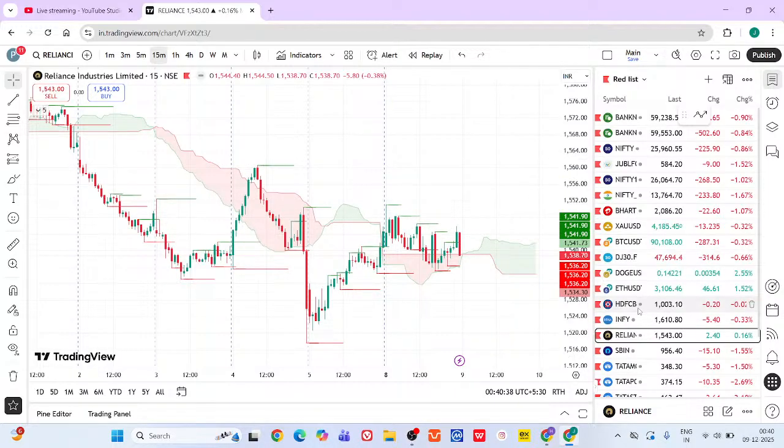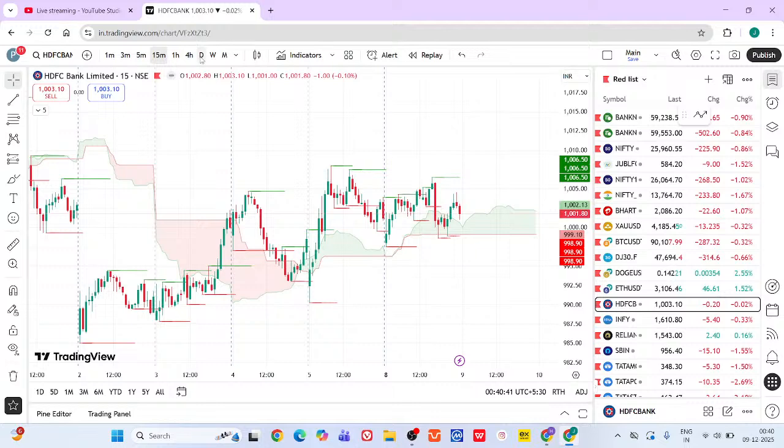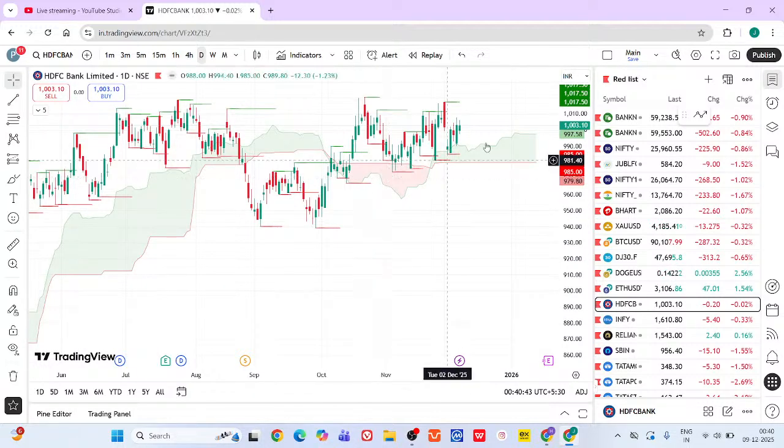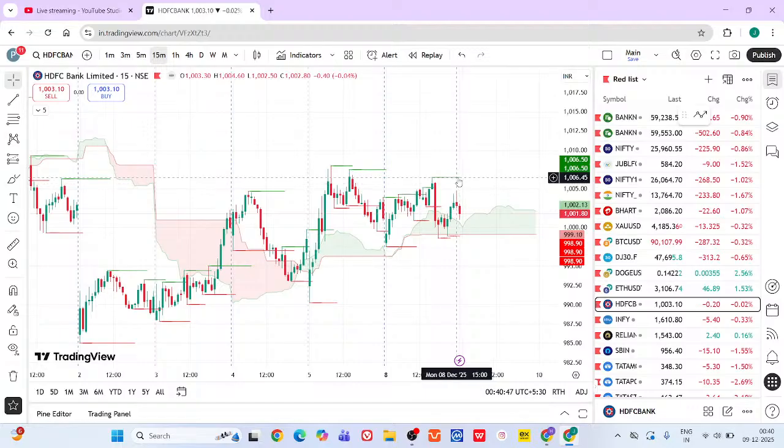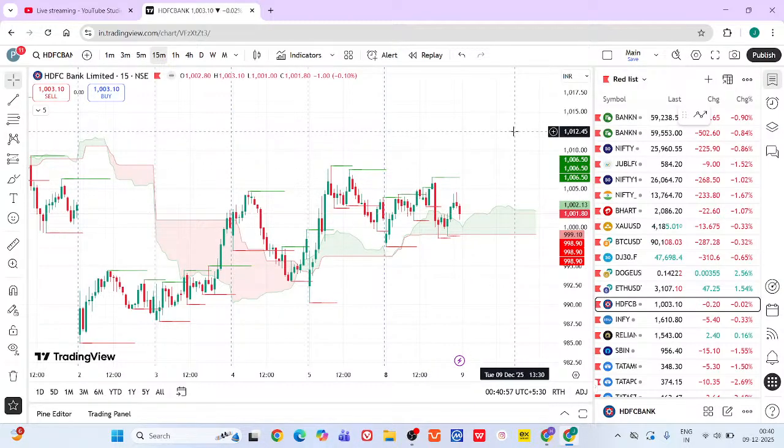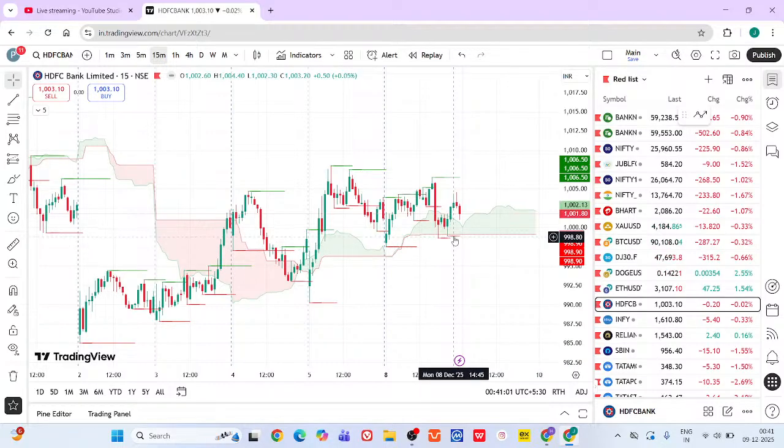Same with HDFC Bank. The cloud is blue and the price is above the blue line. So we may look for a buy above this level and then trail your stop losses with these levels, which will come eventually as price moves up, right? Else, the current stop loss is here. Yes, your stop loss sometimes can be big.